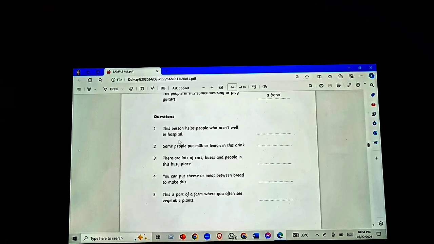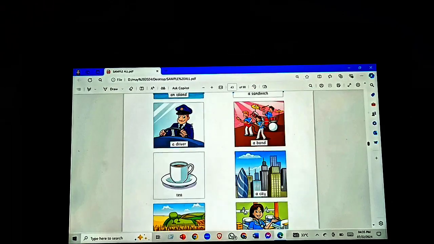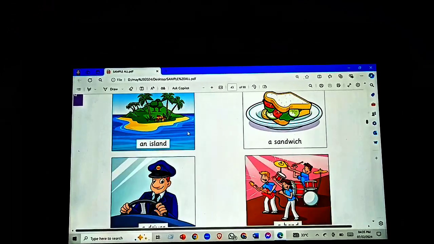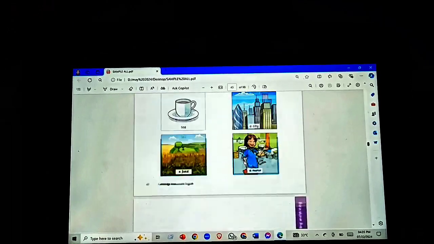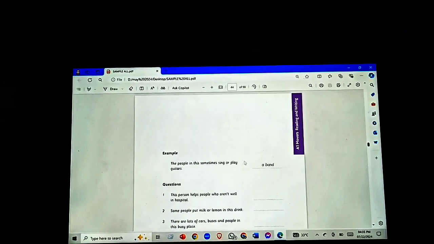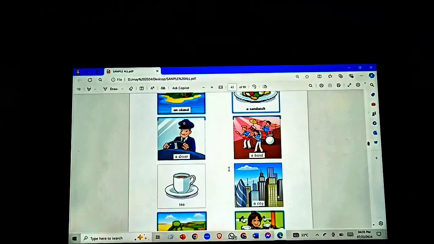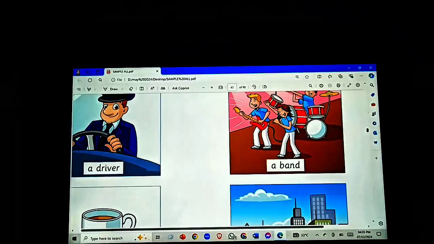What you have to do is see the sentence, understand the meaning, and based on the meaning match it with these words. You can see the picture, you are also seeing the words, and based on the clues you have to fill the gaps. Like the first example: the people in this sometimes sing or play guitar. So we have to see the picture.